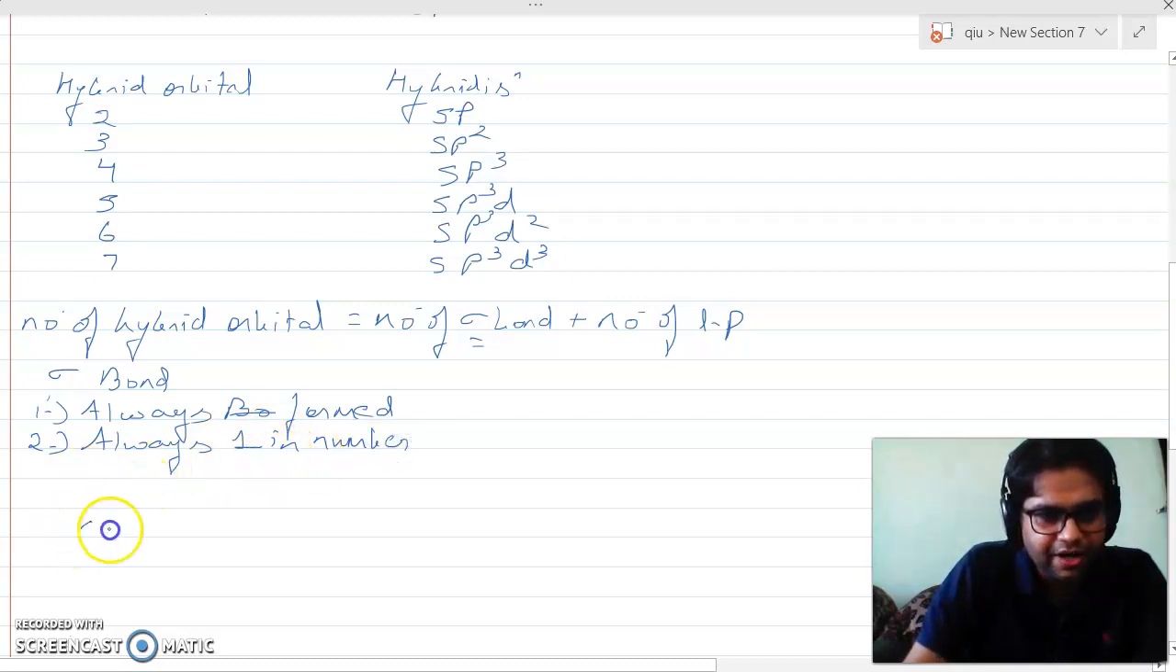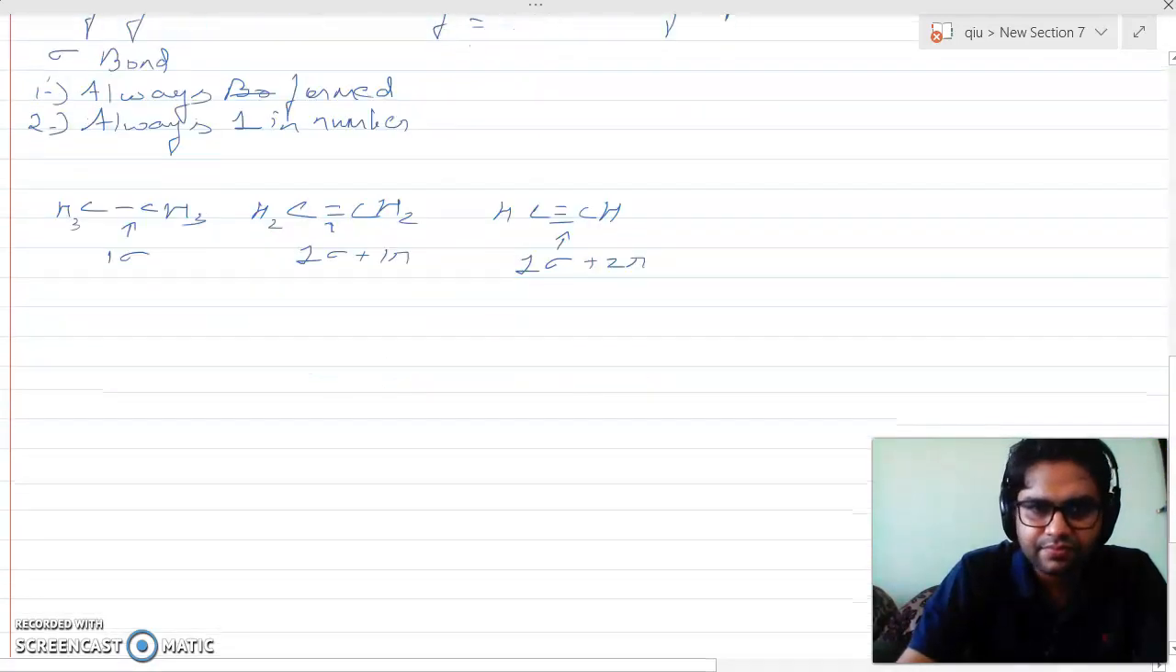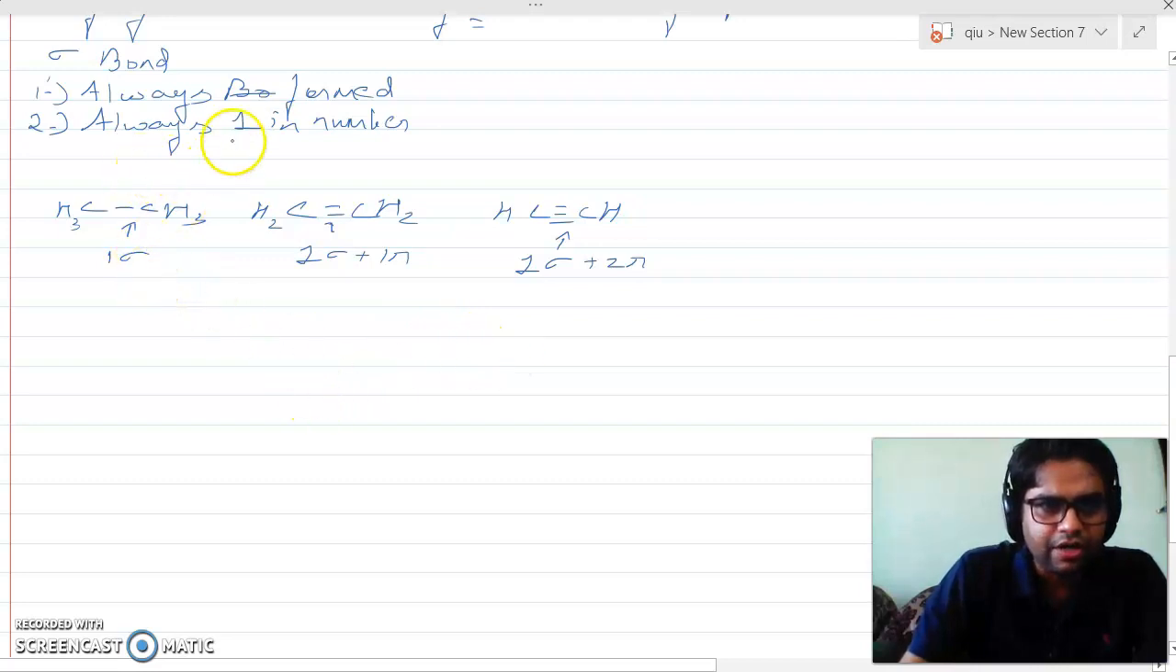Say, for example, if I am trying to write about the carbon-carbon bond. In ethane, there is a single carbon-carbon bond, and here there is one sigma bond. For ethene, there is a carbon-carbon double bond, and there will be one sigma bond and another one will be a pi bond. Similarly in ethyne or acetylene, there will be one sigma bond and the other two will be pi bonds. So sigma bond is always formed and it is always 1 in number.